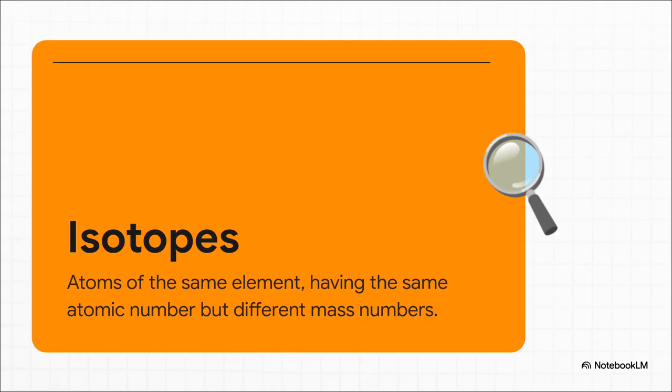Okay, think of the element carbon. Every single carbon atom in the universe has 6 protons. That's fixed. But some carbon atoms have 6 neutrons, so their mass number is 12, and some have 8 neutrons, so their mass number is 14. See, they are both carbon because they both have 6 protons, but they have different numbers of neutrons, so they have different masses. These are called isotopes.